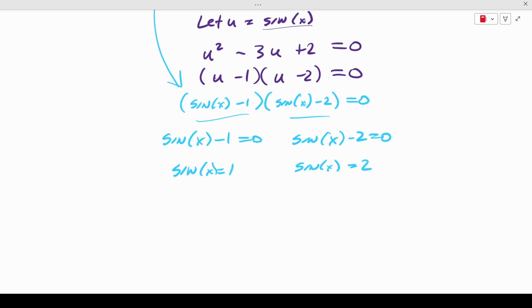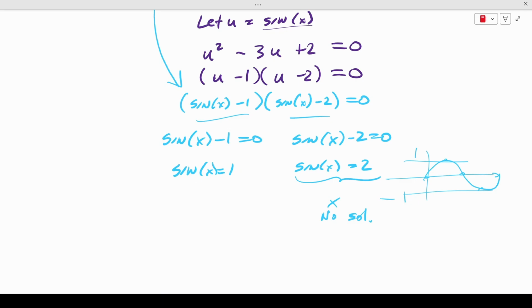Now this is interesting. When does sine of x equal 2? What's the max of sine x? Well, the max of sine x is 1, right? This is our picture of sine x. The max is 1. The min is negative 1. It has an amplitude of 1. Sine x is never 2. So this here will not give us any solutions. There's no solutions there. Maybe we could even put no solutions from this part.